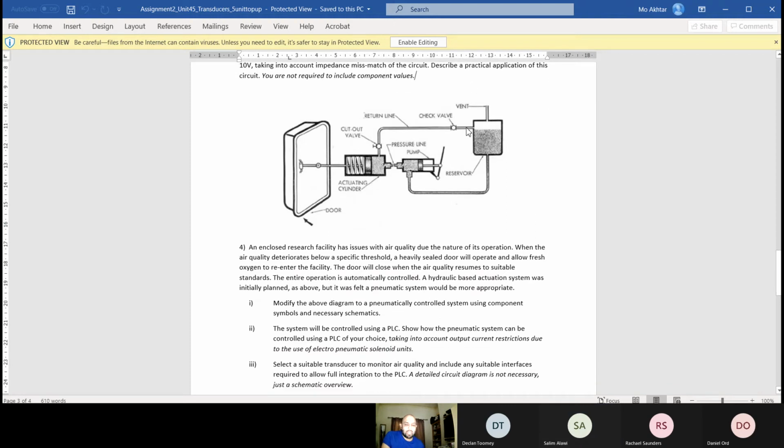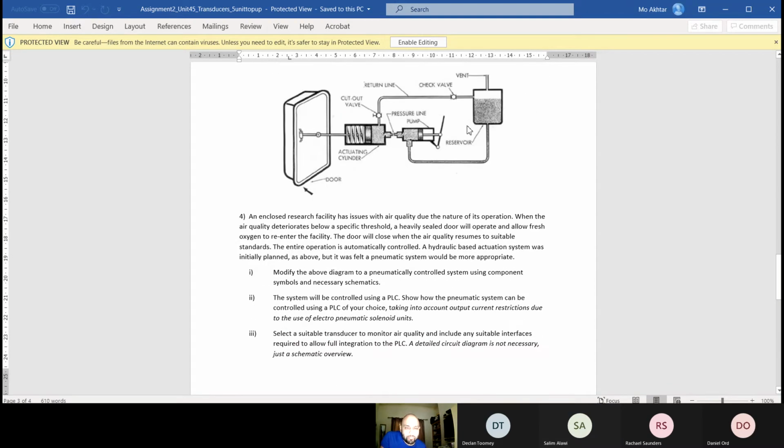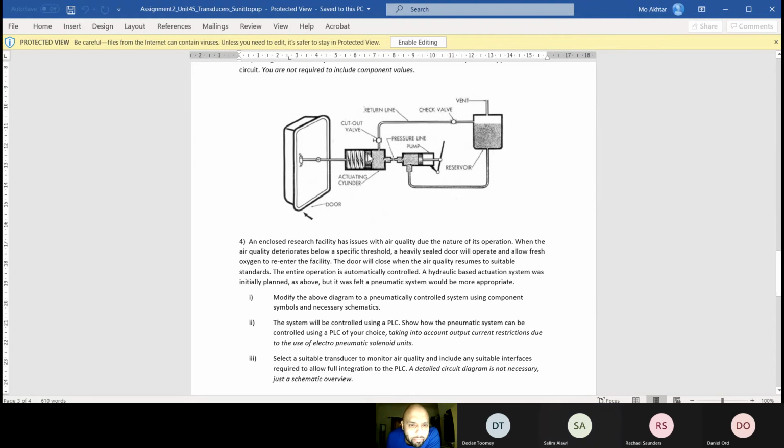Okay. Now, let's look at this question here. What does it say? All right, so what have you got? First of all, you've got a door. This is a submarine system. It's using a hydraulic system. You've got liquid here, a reservoir. That's your door. So what you've got here is this door.